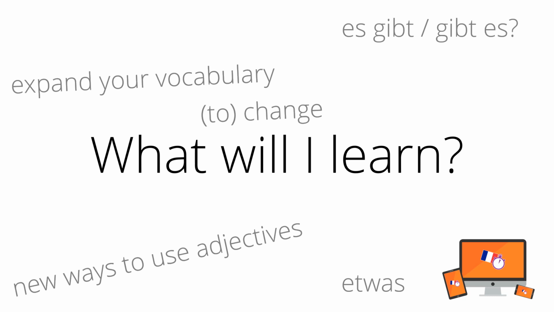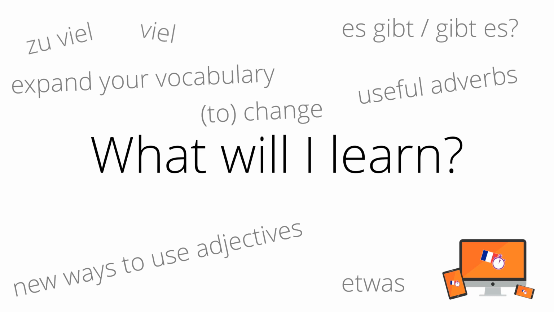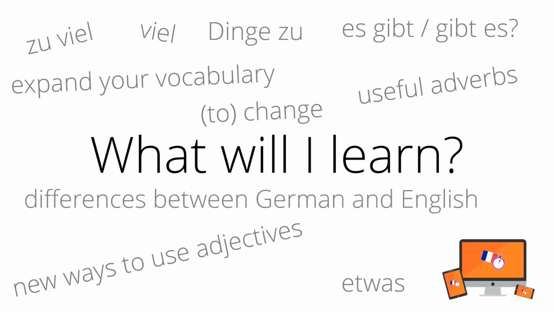We'll also be looking at a lot of very useful adverbs that will add variety and depth to our language. Phrases like viel, zu viel, and Dinge zu are great for opening up new areas of conversation. We'll also start to look at ways that German and English differ. You can't always translate things word for word, and the past tense is a great example of this.